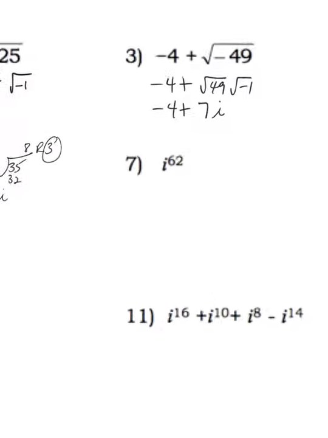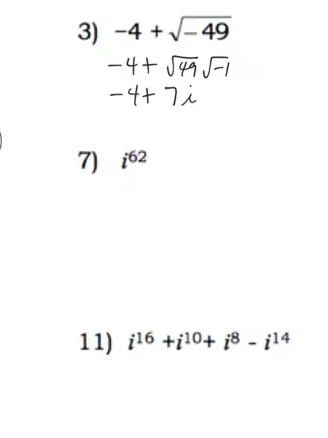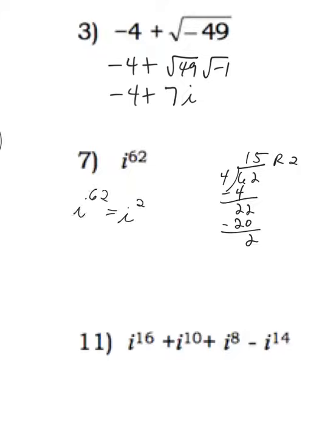Number 7. I need to figure out how many times 4 goes into 62. 4 goes into 6 once. Goes into 22 5 times. So our remainder is going to be 2. So this means that i to the 62nd power is equal to i to the second power, which is negative 1.